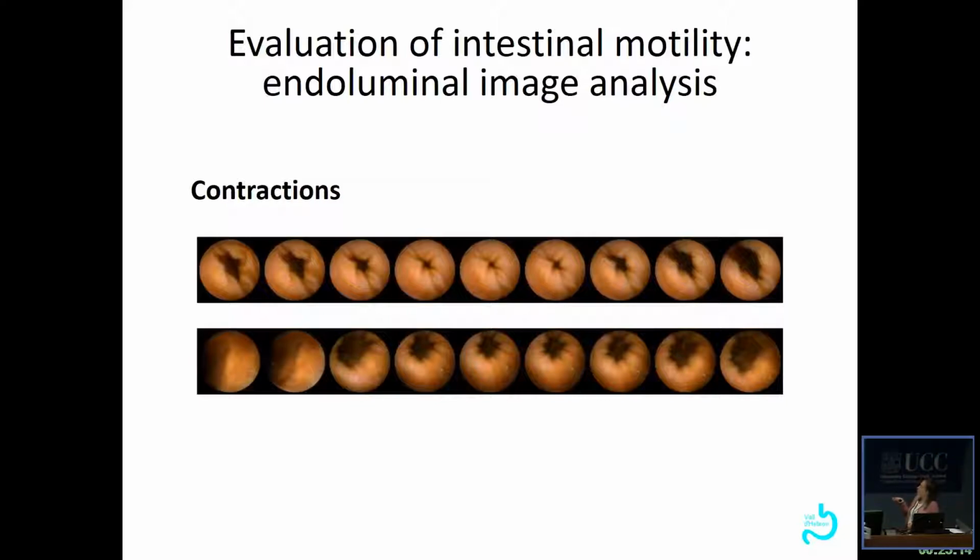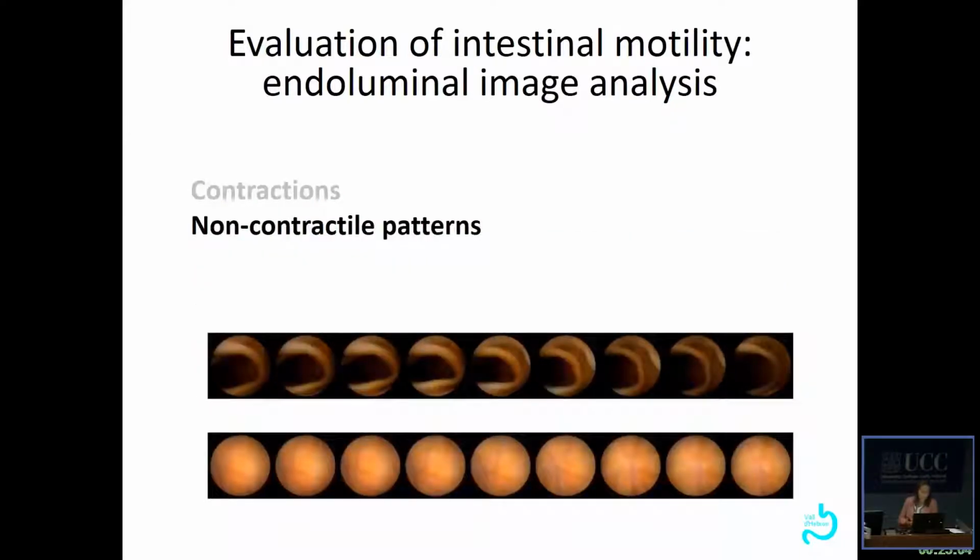And we also saw that contractions had these wrinkles in the middle, which we thought had some relation to the force of the contraction. However, there were other things that we saw that we thought would be related to motility. We saw there were non-contractile patterns. We called this one the tunnel pattern, which is when the lumen is open and it's resting for a period of time. And we also saw this pattern, which we called the wall pattern, which is when the capsule is sitting watching the wall of the bowel.